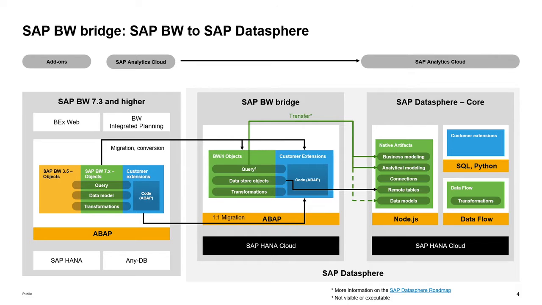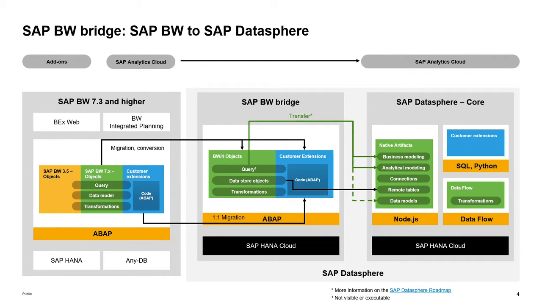So now we look at more of how the process works during the conversion, but also how things will work once the conversion is completed. Let's first start with the conversion process. You see this box here on the left that says SAP BW 7.3 and higher. That is our starting point for the conversion process to BW bridge.